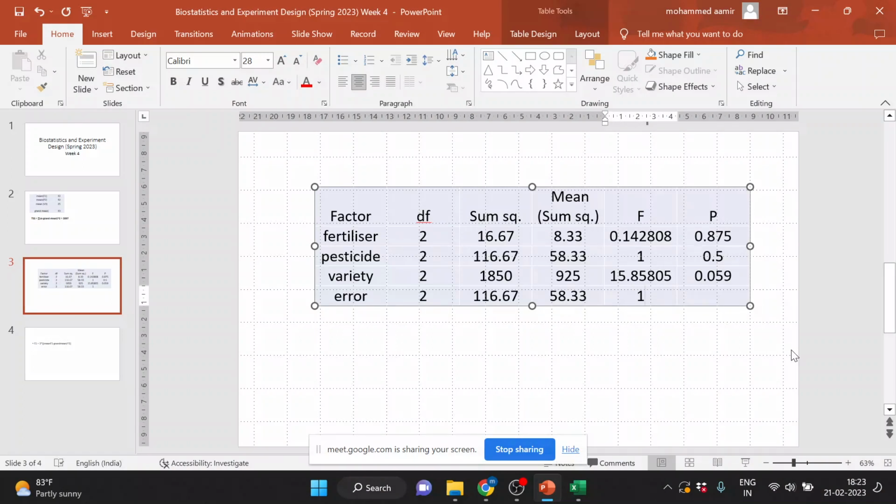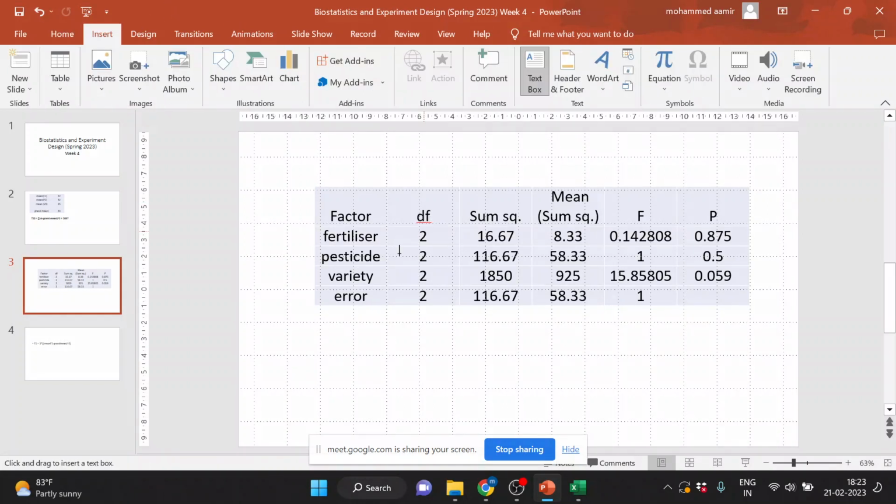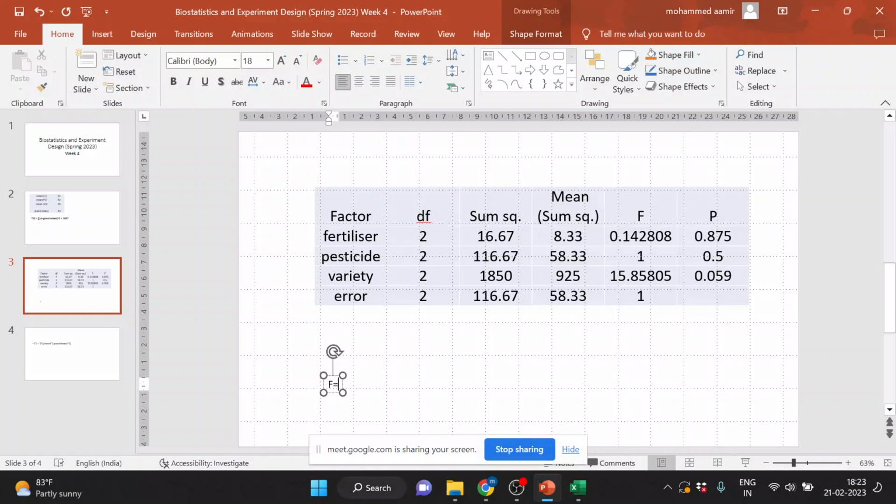So this F value is nothing but F is equal to the mean sum of squares divided by the mean sum of squares error. That's it. So for fertilizer, 8.3 divided by 58.33. For pesticide, it's 58.33 divided by 58.33, and so on. That's what it is.